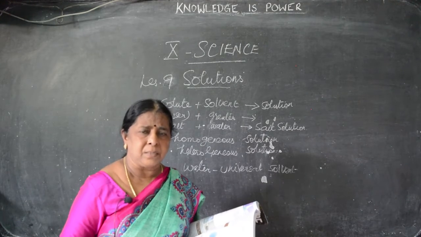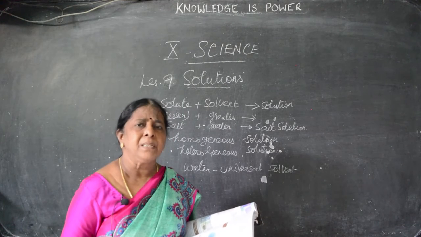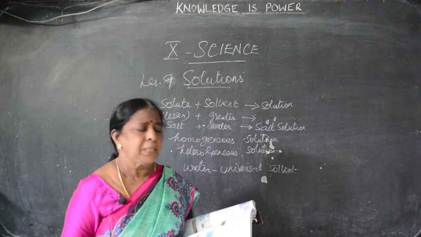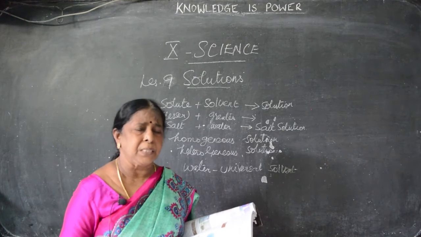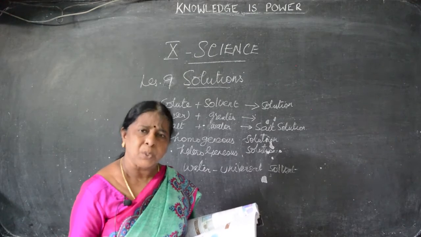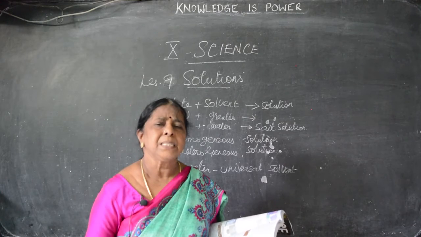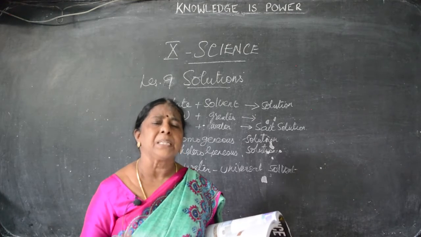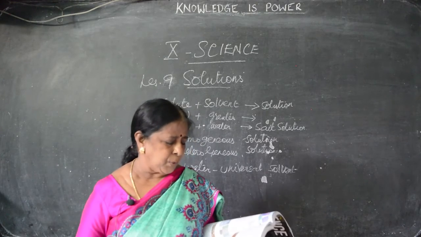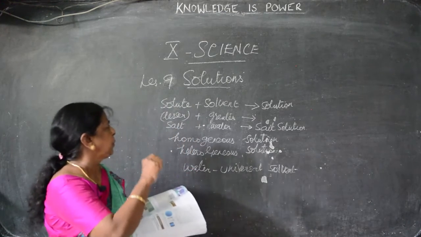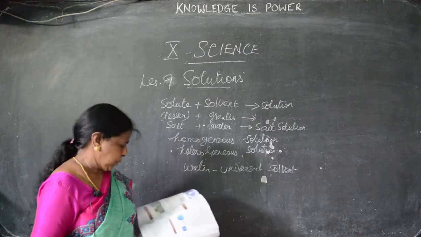Even blood, which we have studied already. What are the things present in blood? WBC, RBC, as well as platelets, everything together present in the plasma. Everything together is known as blood. So blood is also a solution. Fruit juice, lemon juice, whatever it may be, everything is a solution. That is solvent and solute dissolved, that is a solution. Either it may be homogeneous or heterogeneous. Solute is lesser in quantity, solvent is more in quantity. This is known as a solution.